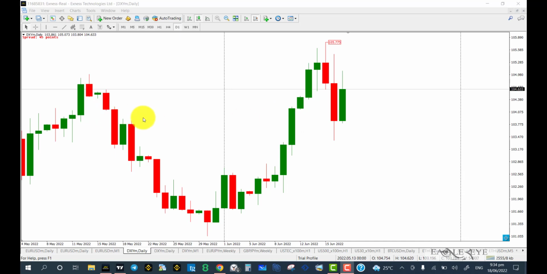This particular candle here is Sunday's open. This is Monday, Tuesday, Wednesday, Thursday, then Friday. This is the previous week's Friday, and that was where price was on this very candle right here.